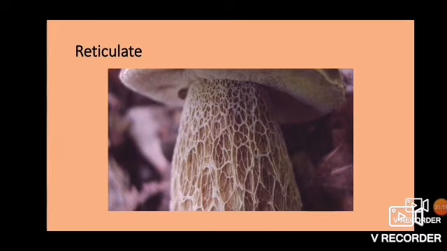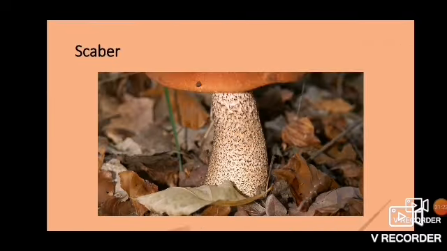Reticulate is a pattern over top of a stipe that is net-like. It basically looks like netting over top of a background. Scaber. We see these in scaber stalk mushrooms and a few others. That's basically just that very dense scaling that's upraised that you can see there, that's running up the cap. Gives a very rough appearance.